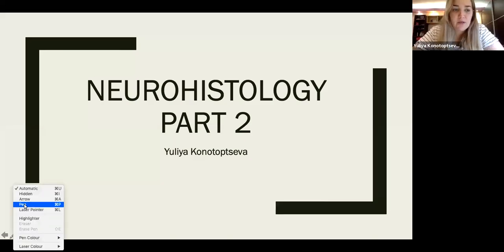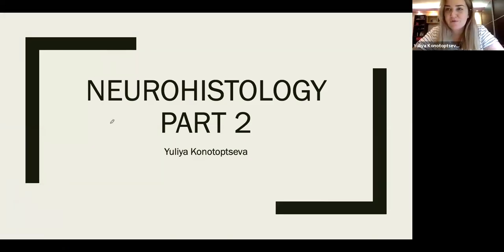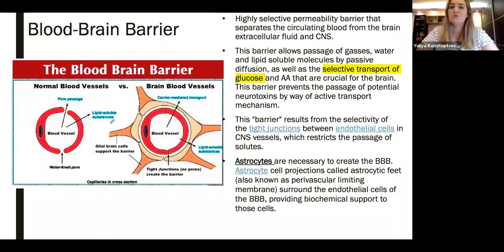Okay, so before we start the spinal cord, there's just a couple of slides that we need to talk about. One of them we have talked about in the previous lesson. We need to discuss the blood-brain barrier because it's a very important exam question that you're going to have.